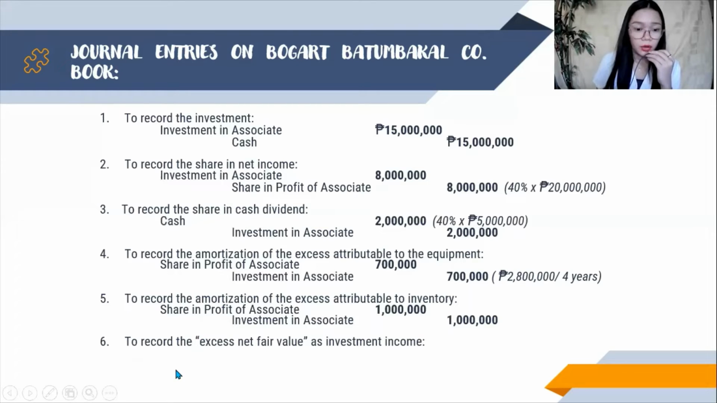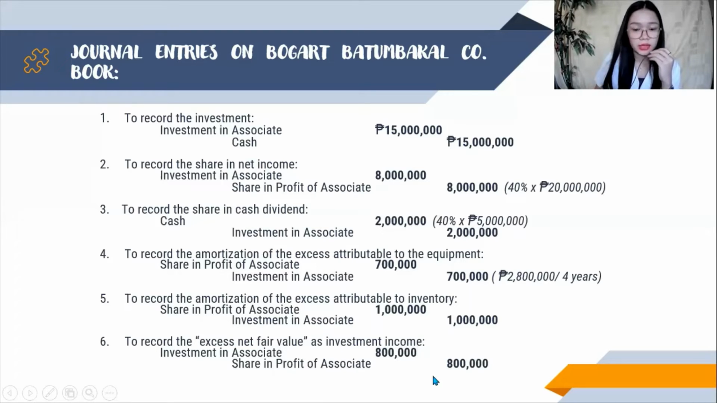And to record the excess, which is yung 800,000, di ba dapat i-include natin siya as our investment income. So ano yung entry natin dyan? So we debit investment in associate na 800,000 and we credit share in profit na 800,000. So i-record natin siya as our income.